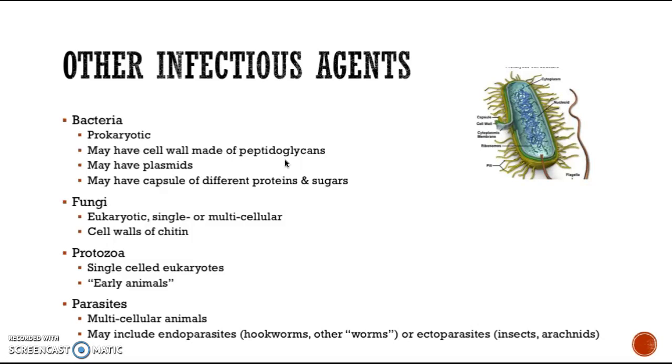Fungi, they can have chitin in them. Protozoans, these are single-celled eukaryotes that are like early animals. That's what the term protozoa means. And parasites can also infect us, which can be on our insides, or endoparasites, all those like worms and good stuff that you see about on TV, or ectoparasites, meaning outside parasites, so different insects, lice, and all that.